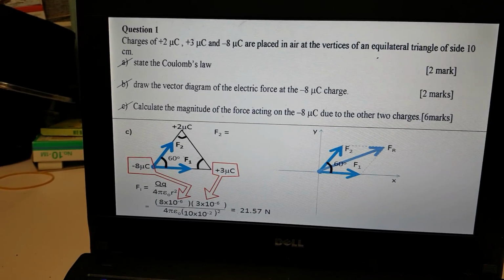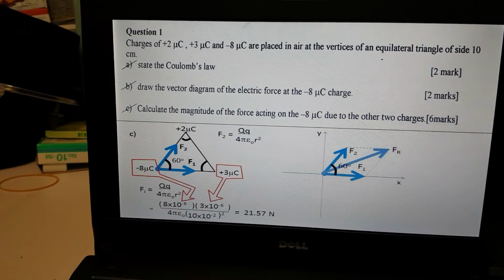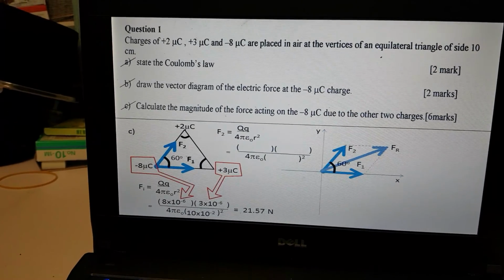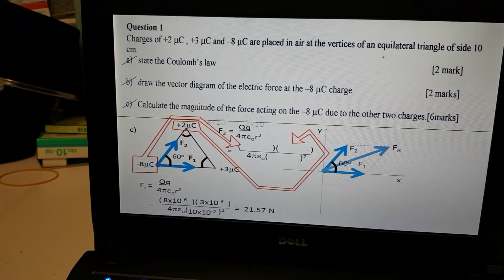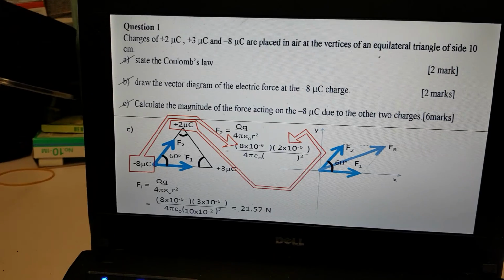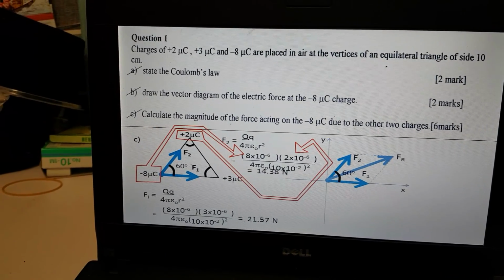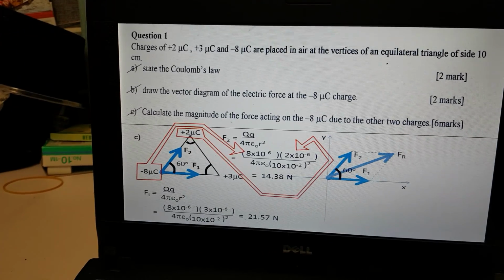Next we find F2. F2 is between the negative 8 microcoulomb charge and the positive 2 microcoulomb charge. So we substitute these two values into the equation, and the distance is the same, 10 cm. So we get 14.38 Newton.